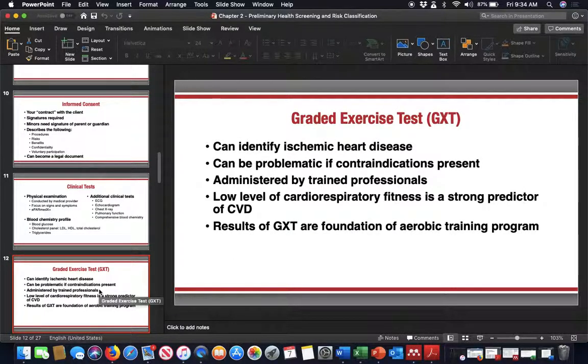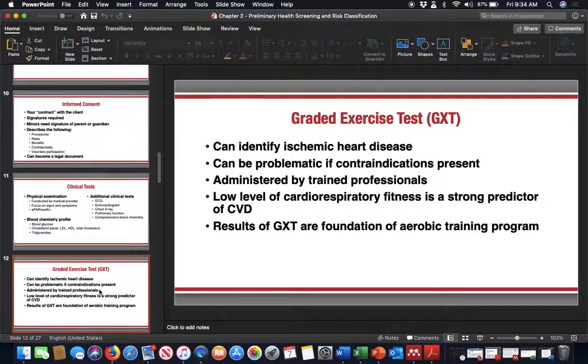There's your GXT, your graded exercise test. This is your true stress testing. This is really a way to determine many different things in one shot. Ischemic heart disease: are we having issues with the heart functioning correctly? We can see that there.